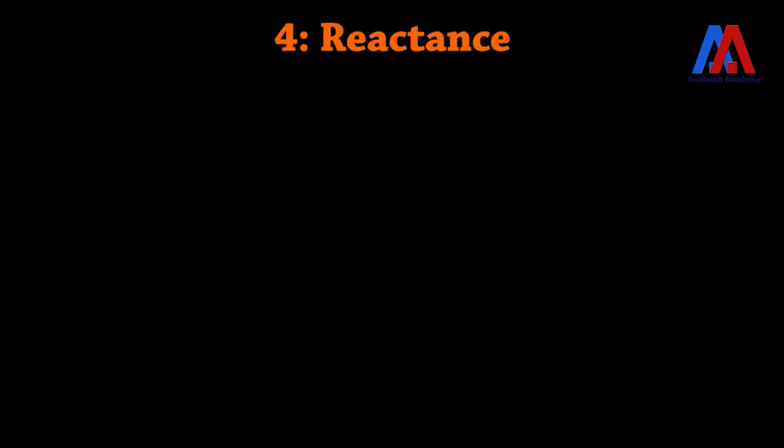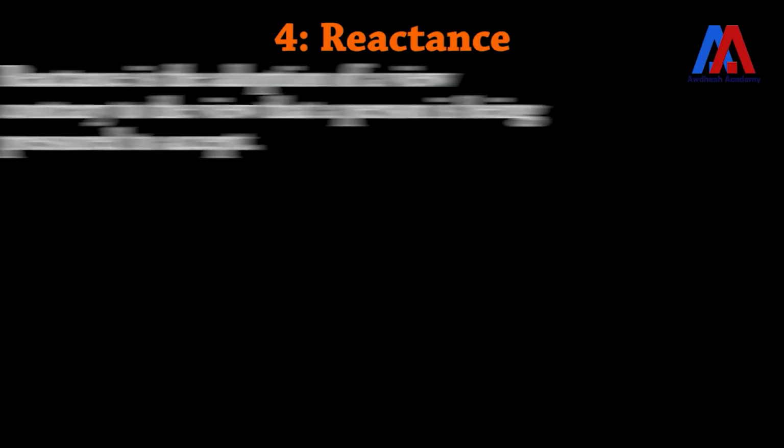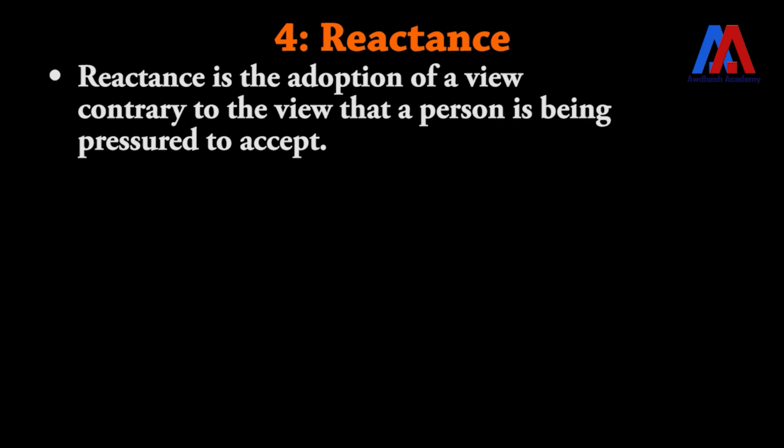And this can be applied in many fields of human behavior. The fourth social influence is called reactance. Now, reactance is the adoption of a view contrary to the view that the person is being pressurized to accept. If you are pressurized to accept a particular view, one way is that you buckle under the pressure, accept that view, and follow conformity, but there is another possibility that you react to it. As a reaction, you do just the opposite. So this is basically like anti-conformity.